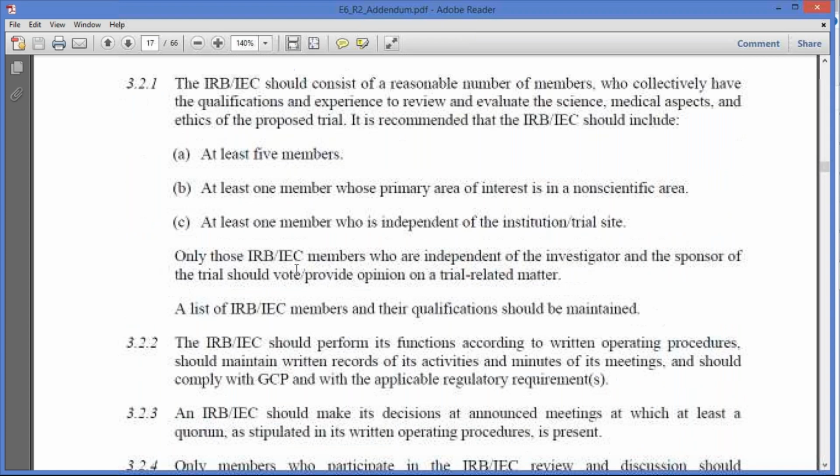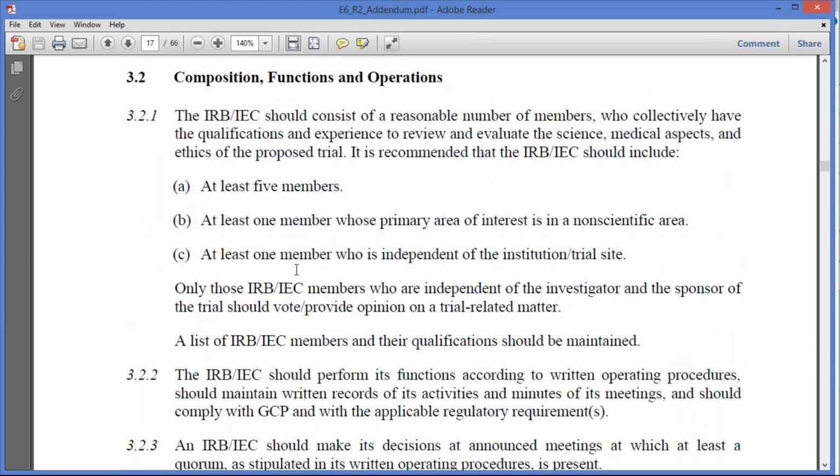So when you see the composition, IRB should consist of a reasonable number of members who collectively have the qualifications and experience to review and evaluate the science and medical aspects. At least 5 members. At least one member whose primary area of interest is in a non-scientific area.